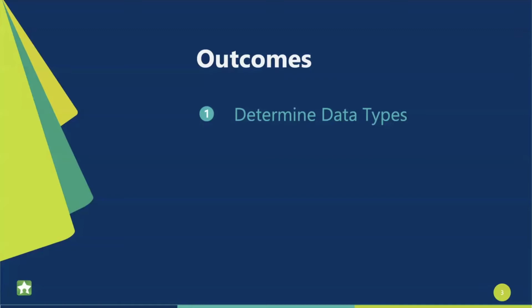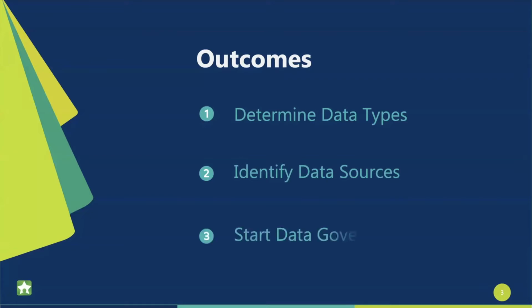In the previous section, we looked at data types. In this section, we're going to look at identifying data sources. And in the next section, we look at starting data governance if you haven't already started.